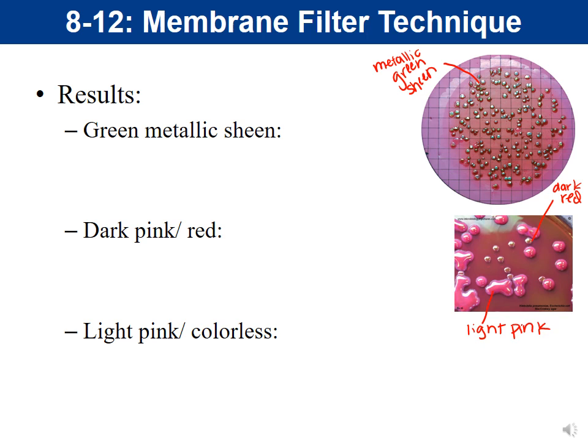So let's start with the metallic green sheen. First things first, it grew. What does it tell us about the bacteria if you see colonies that are metallic green sheen? The first part is if it grew, you know it's gram-negative, because we have selective ingredients that inhibit the gram-positive but allow for gram-negative growth. So the first conclusion is that if it grew and it's metallic green sheen, that bacteria is definitely gram-negative.